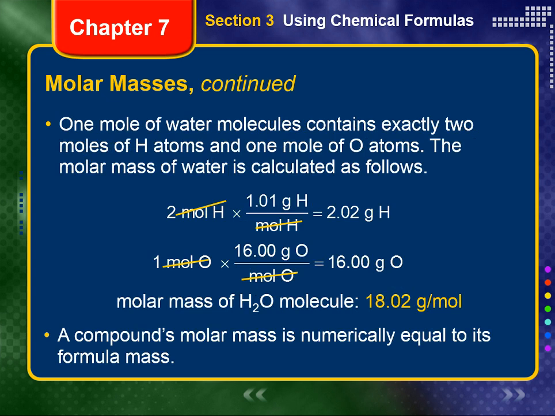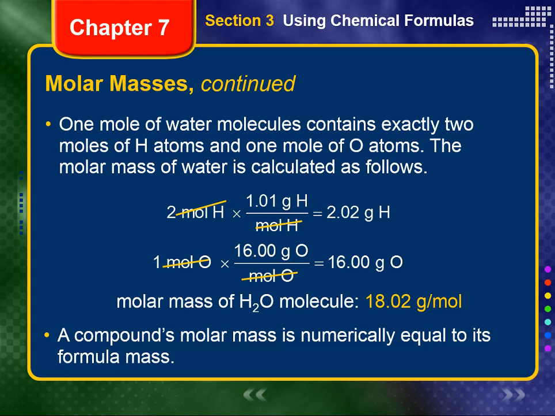For example, 1 mole of water molecules contains exactly 2 moles of hydrogen atoms and 1 mole of oxygen atoms. Rounded to 2 decimal places, a mole of hydrogen atoms has a mass of 1.01 grams, and a mole of oxygen atoms has a mass of 16.00 grams. The molar mass of water is calculated as is shown on page 223 of your text, or on the screen now. You may have noticed that a compound's molar mass is numerically equal to its formula mass.